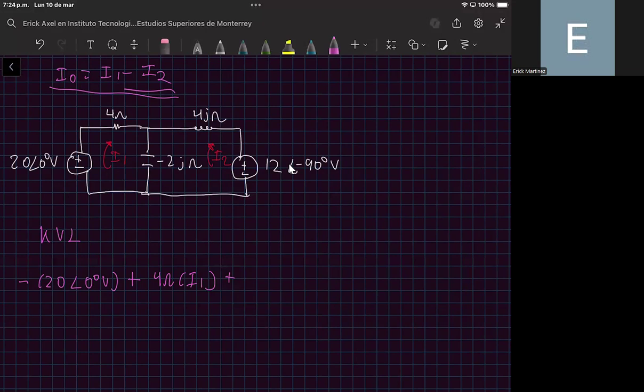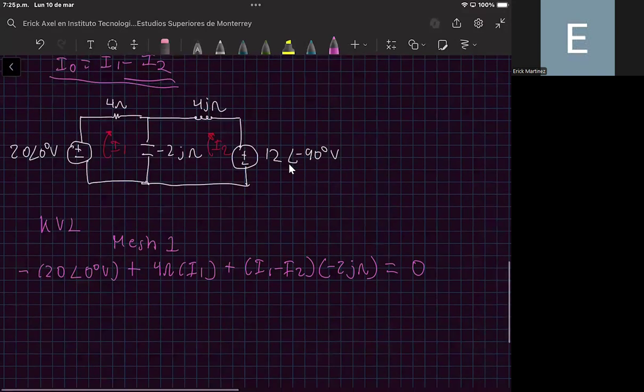That is I1 minus I2. That is the current that is flowing through this element. And also I will assume that the voltage drop in this element is positive. And I multiply this current by the impedance, that is minus 2J ohms. And this is equal to 0. Okay? And this is for mesh number 1. Now, let's do the same for mesh number 2.